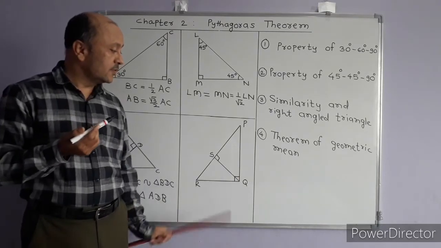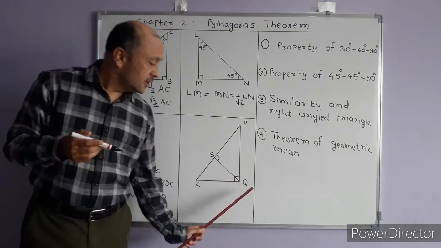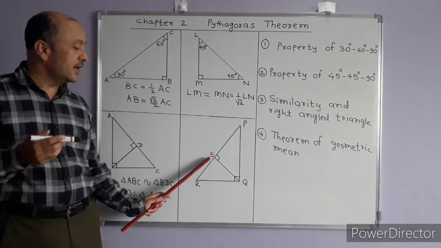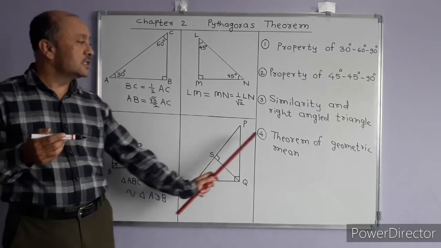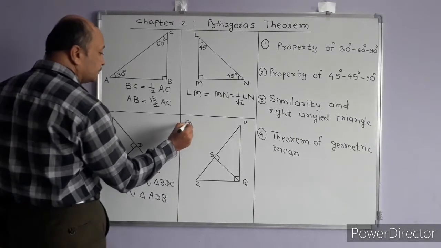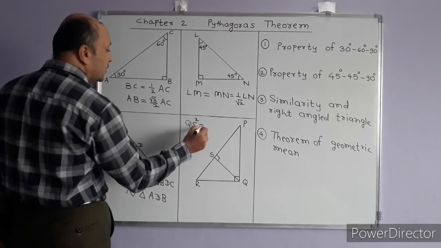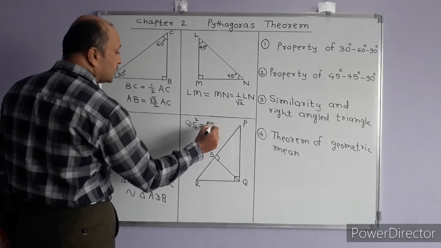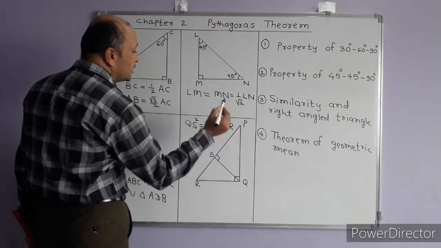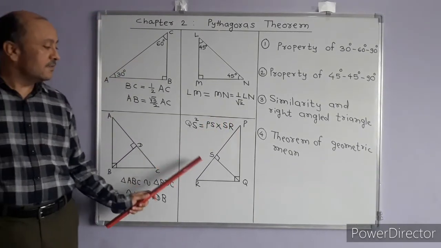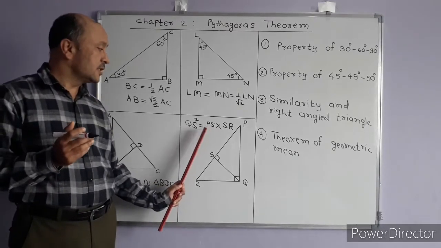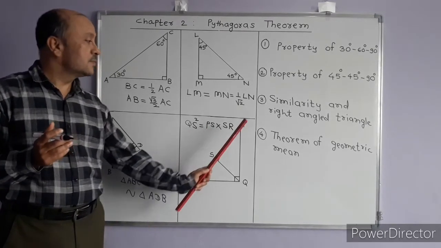Similarly, we are studying a similar concept in geometry also, that is QS square is equal to PS multiplied by SR. This formula is known as the theorem of geometric mean. So what is the formula? QS square is equal to PS multiplied by SR. This formula is useful for solving problems. They will give some values and ask for some values. For solving examples, this property can be used.